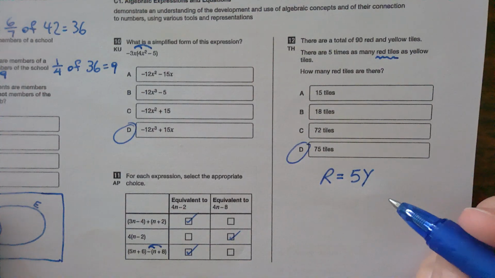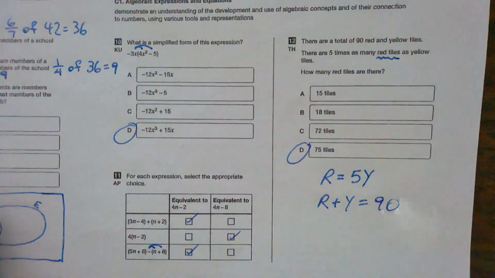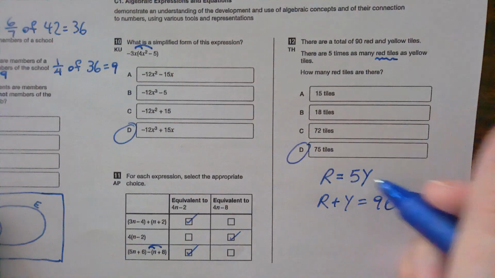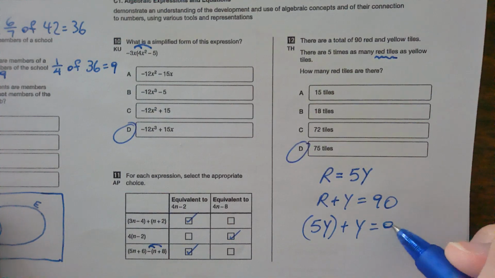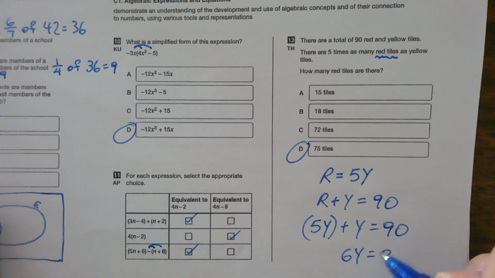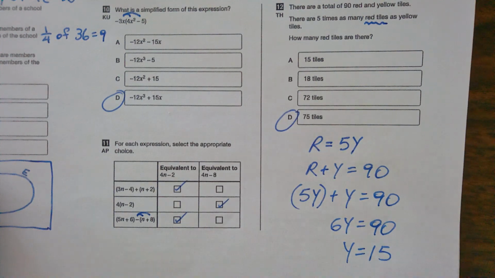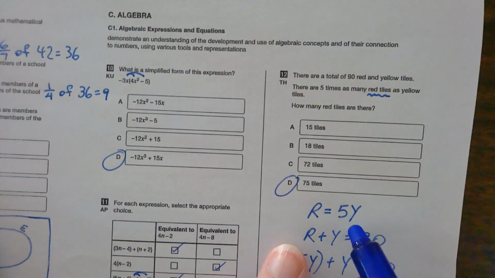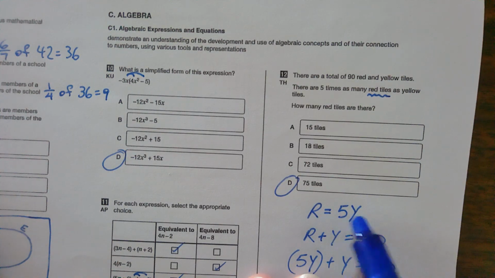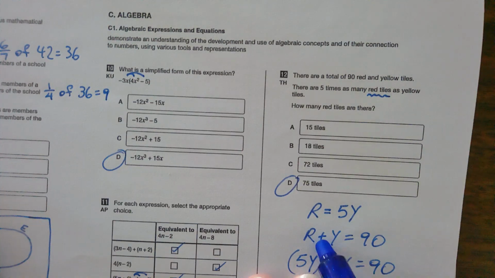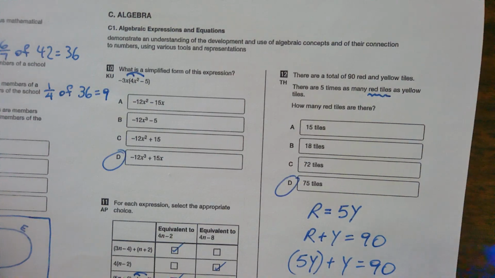Okay? And then in total, R plus yellow is 90. So when you rewrite this, you can rewrite it as 5y plus y equals 90. So 6y equals 90, y equals 15. Oh, sorry, 7. What? Did I make a mistake? I made a mistake. There are 5 times as many red tiles as yellow tiles. They add up to 90. Where did I make my mistake?